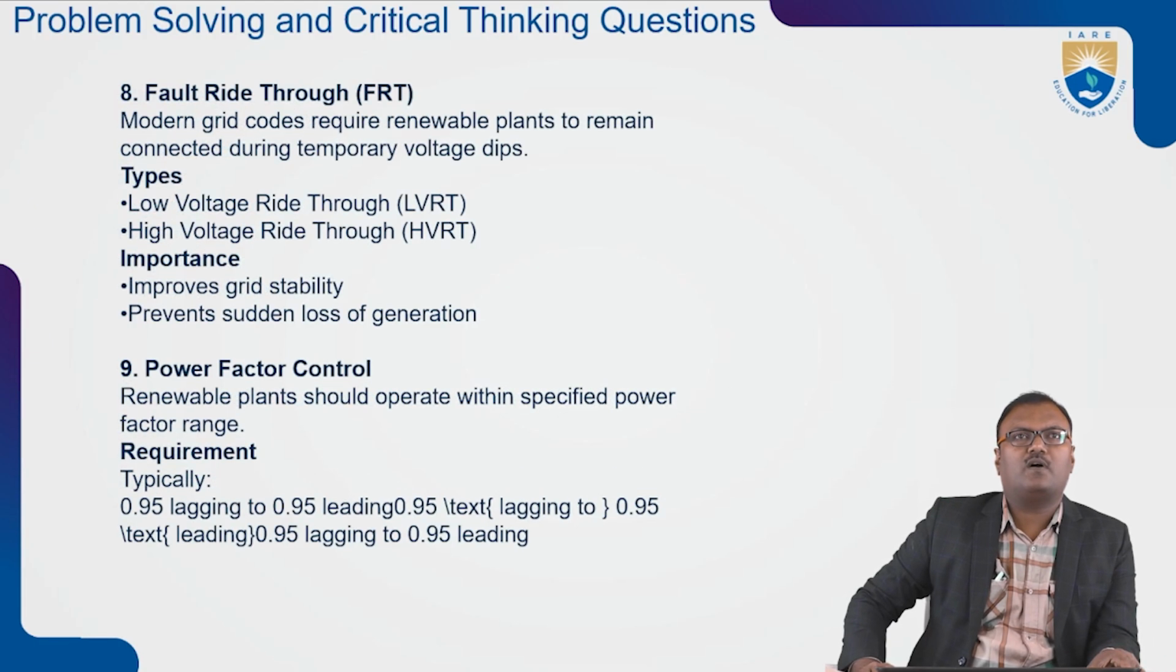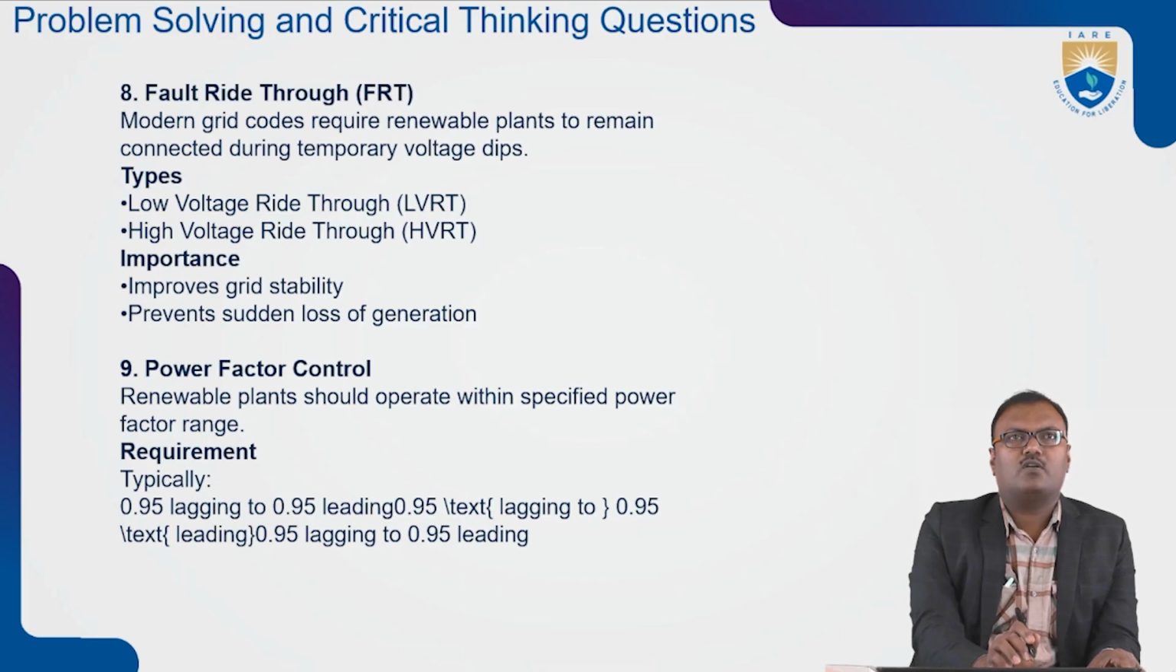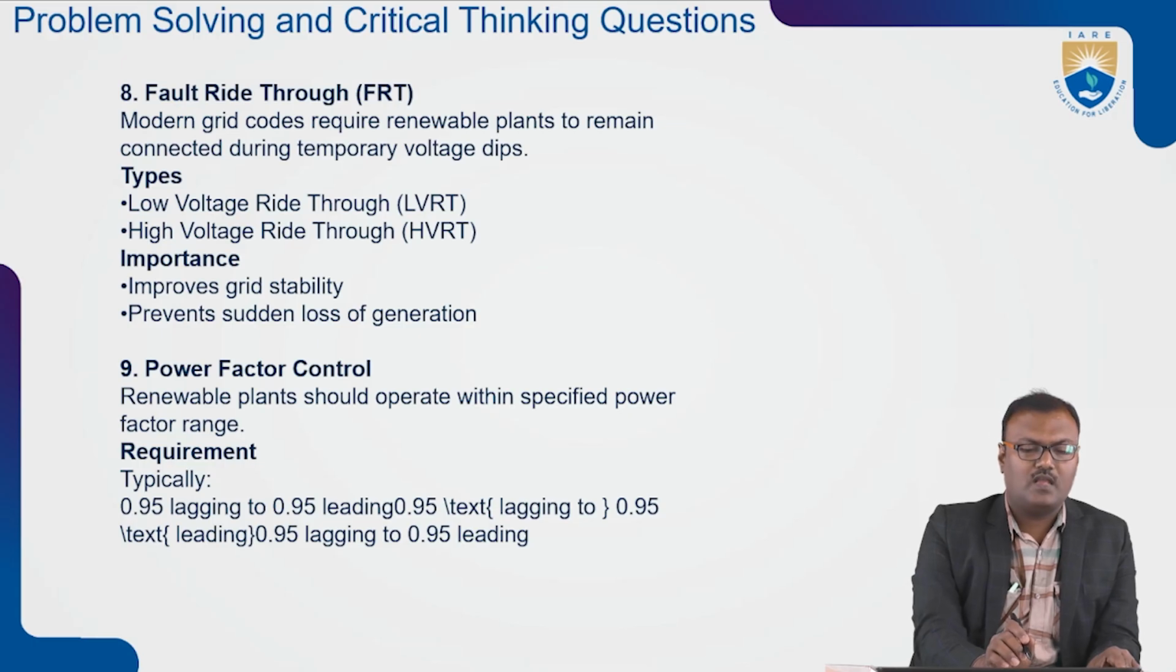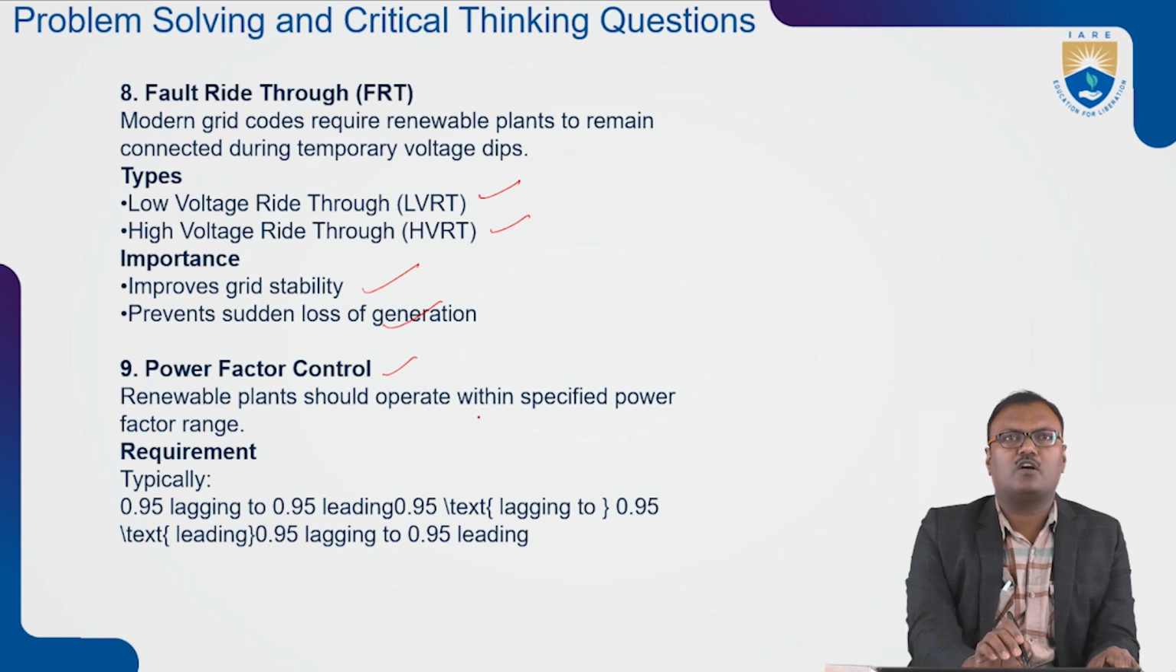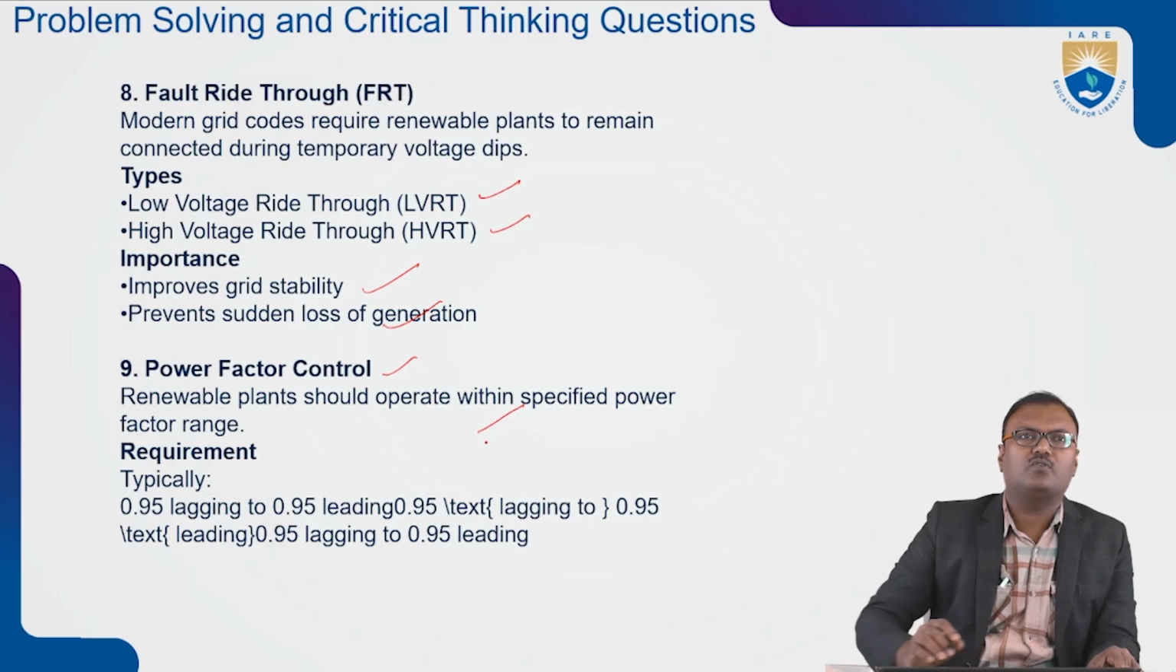And next one is fault ride through. Modern grid codes require renewable energy plants to remain connected during temporary voltage dips, and types are here: low voltage ride through and high voltage ride through. And importance is here: improves grid stability and prevents sudden loss of generation. And power factor control is renewable plants should operate within a specified power factor range, and requirement is generally 0.95 to unity.